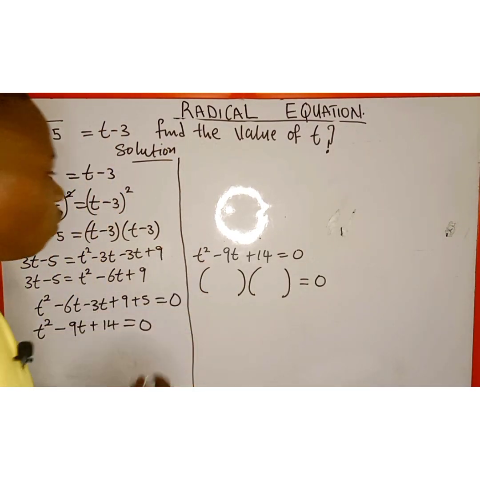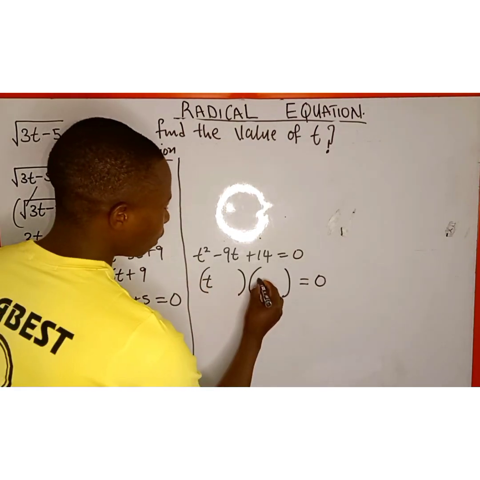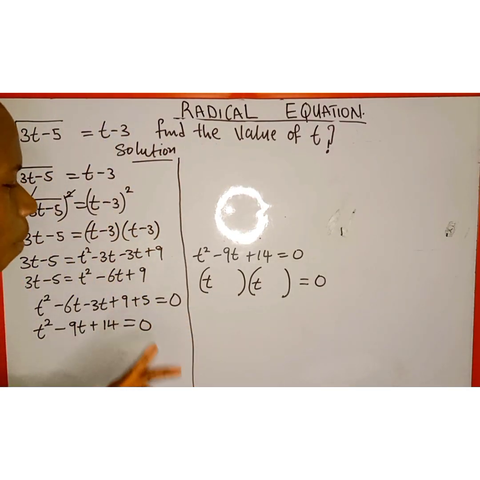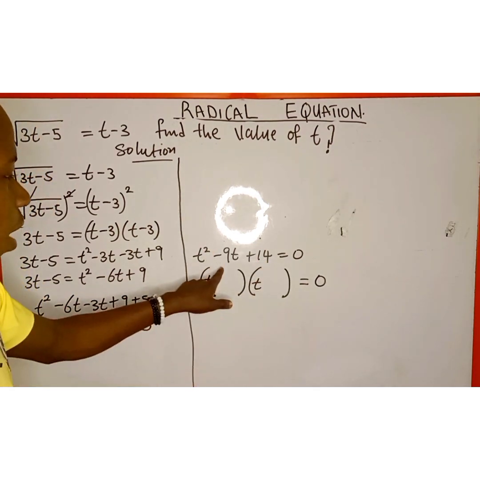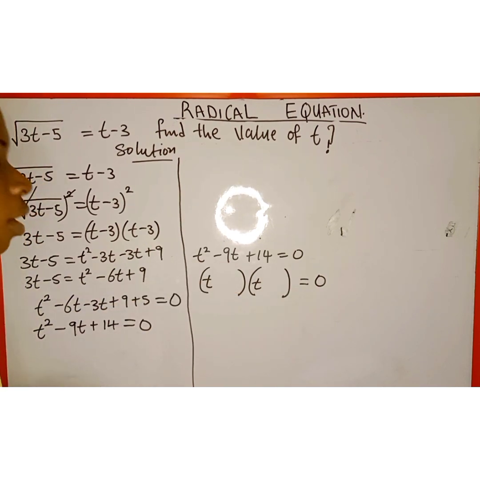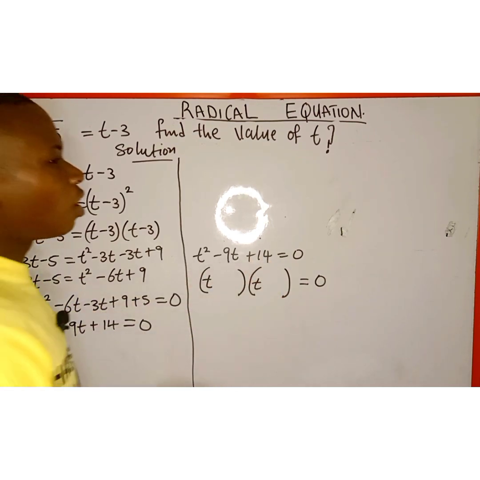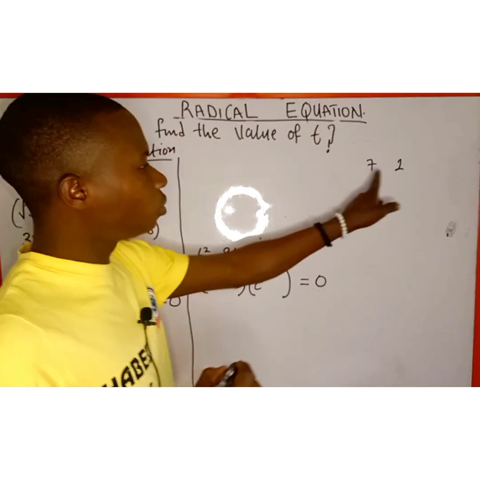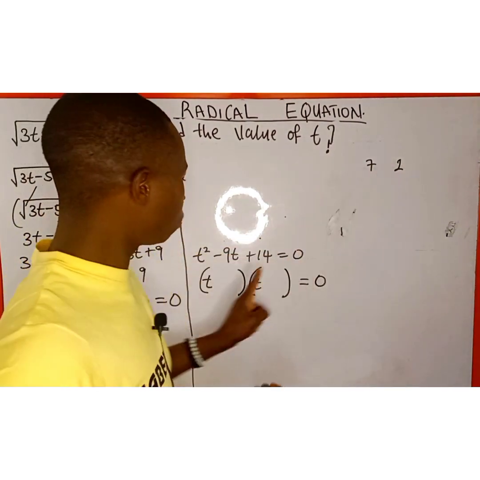Since we are looking for the value of t and the leading coefficient is 1, just write t here, then write t here. The next thing for you to do is to think of two numbers which, when you multiply, you get 14, and when you add, you get our middle coefficient, which is negative 9. Which numbers are you going to multiply to get our constant 14, and when you add them, we have negative 9? Of course, the numbers are 7 and 2, because 7 multiplied by 2 gives me 14, and 7 plus 2 gives me 9.